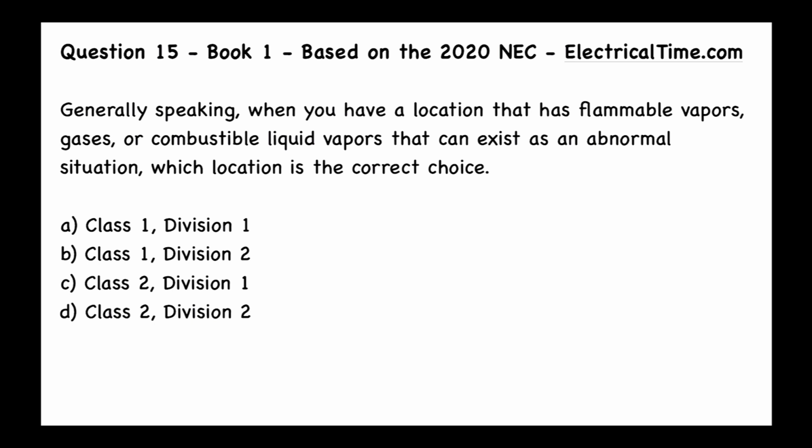Generally speaking, when you have a location that has flammable vapors, gases, or combustible liquid vapors that can exist as an abnormal situation, which location is the correct choice? Class 1 Division 1, Class 1 Division 2, Class 2 Division 1, or Class 2 Division 2? And the answer to this question is B, and that's going to be a Class 1 Division 2.